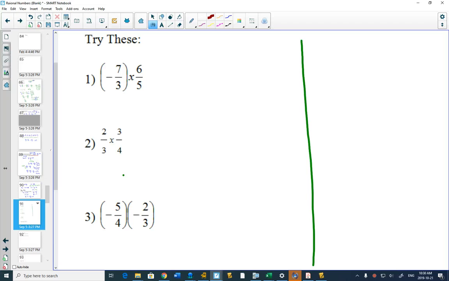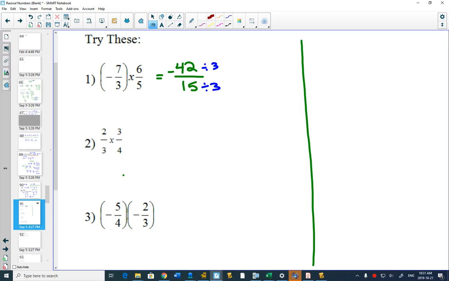We multiply the tops, we multiply the bottoms. So 7 times 6 is 42. 3 times 5 is 15. Will this be positive or negative? A negative times a positive will be negative. This is where we have to check, can I divide these numbers by anything? Okay? Go through your calculator. They both don't divide by 2. You try them, but divide by 3. You can divide both of them by 3.